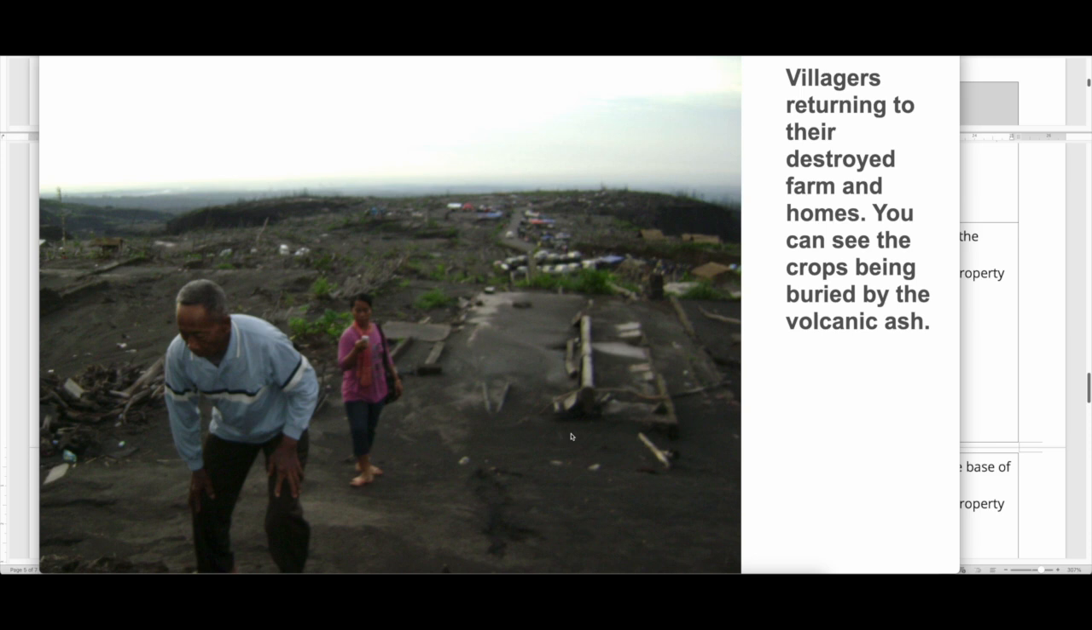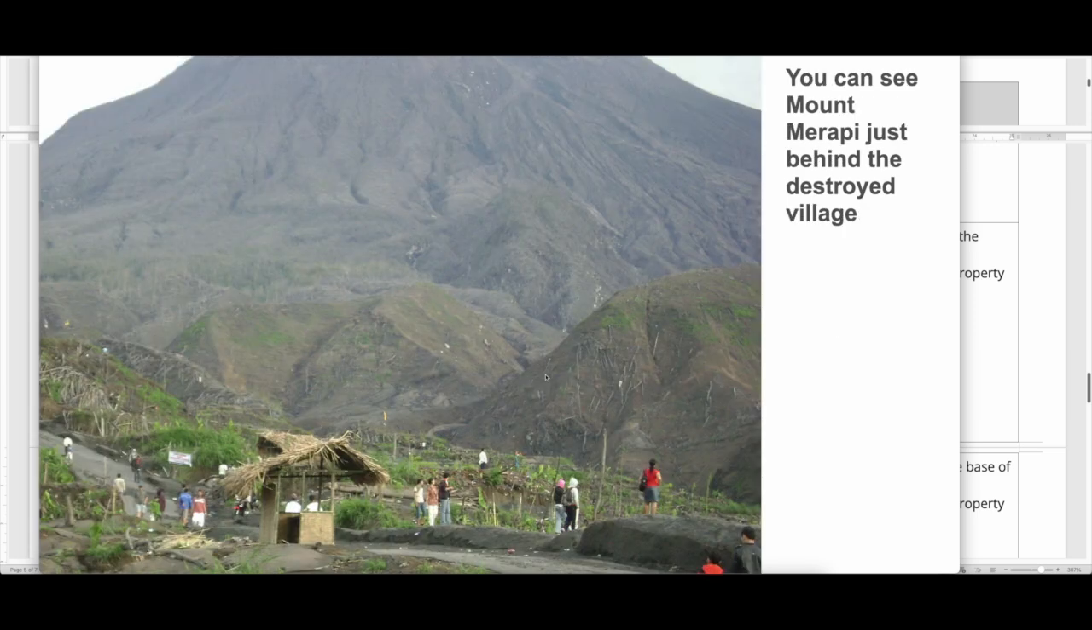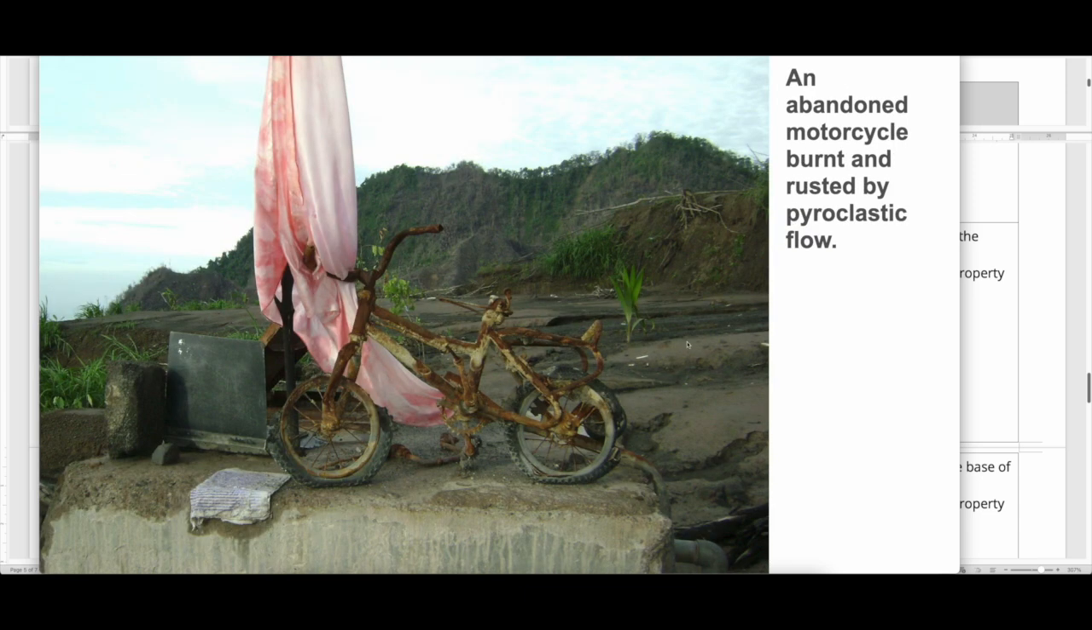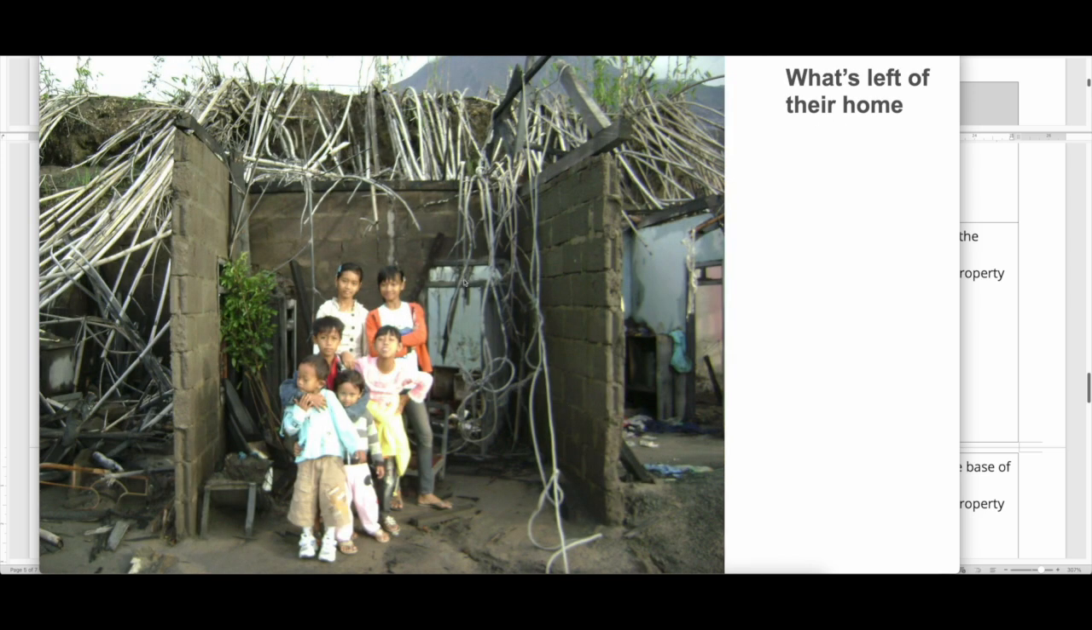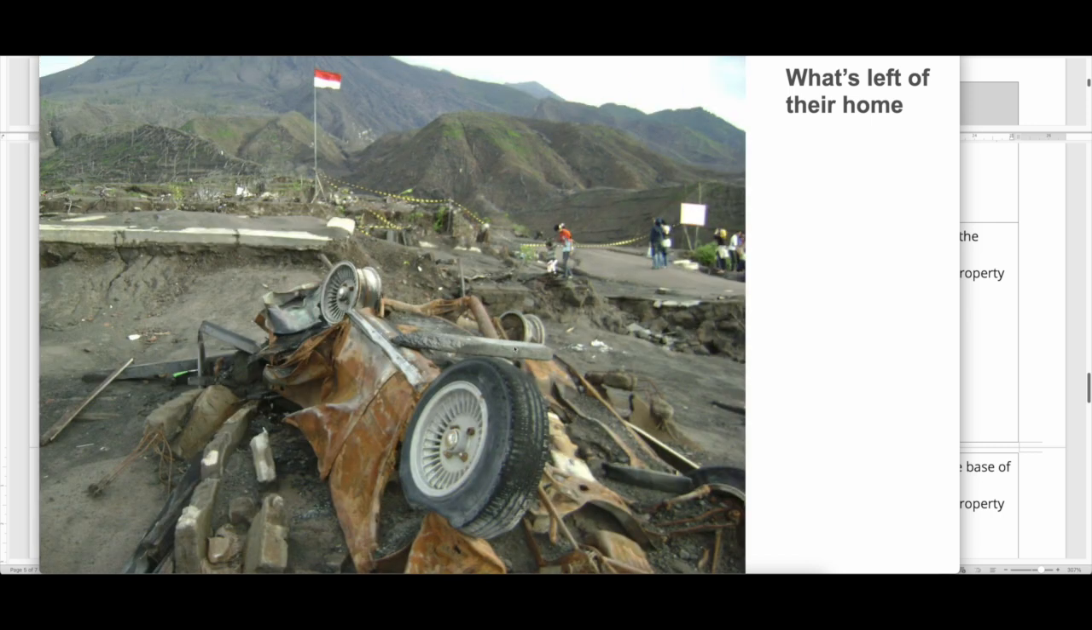This is the farms nearest to the volcano. You can see the ash. It's very blurry, but I can see all the crops here buried by the ash. Okay, this is somewhere that's in the path of a pyroclastic flow. So you can see the trees here all pushed down in a certain direction towards you, right? Because Merapi is behind, the pyroclastic flow rushed down and pushed all the trees down here. Okay, so it was so hot, it instantaneously burned and rusted this motorcycle that was left behind. Okay, this was what's left of their home. You can see this car that was left behind, the pyroclastic flow burned and rusted it very quickly.